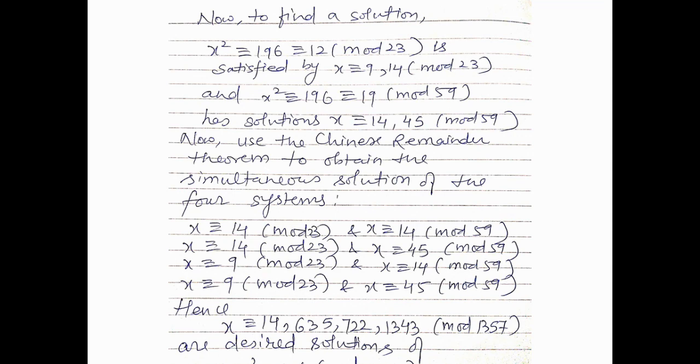So this is a different type of example where we have used the Chinese remainder theorem, and then how to solve quadratic congruence, which we have solved in chapter 1 of this module.